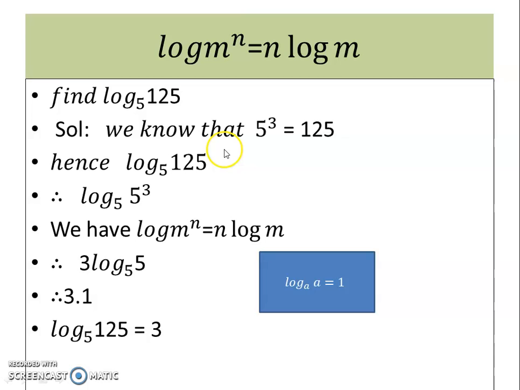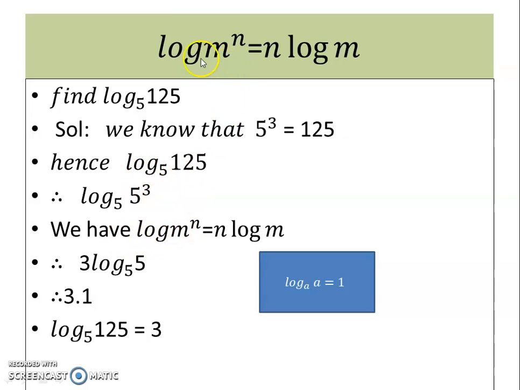Solution: we know that 5 raised to 3 is equal to 125. I check here that 5 is the base. That's why I split 125 in the form of 5 raised to 3. So I put 5 raised to 3 instead of 125. I clearly mention that the number 5 and the base are the same, but the 3 we have to shift.